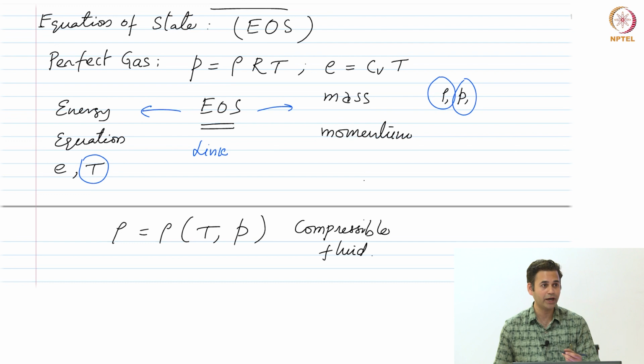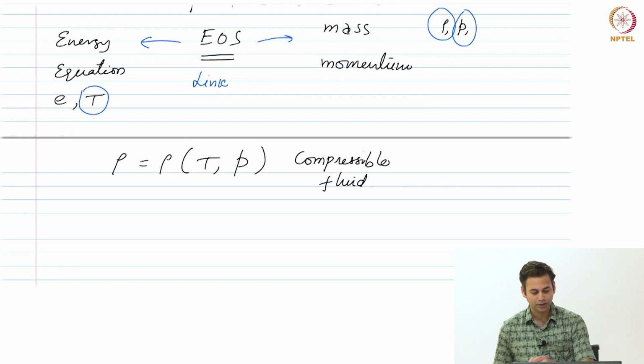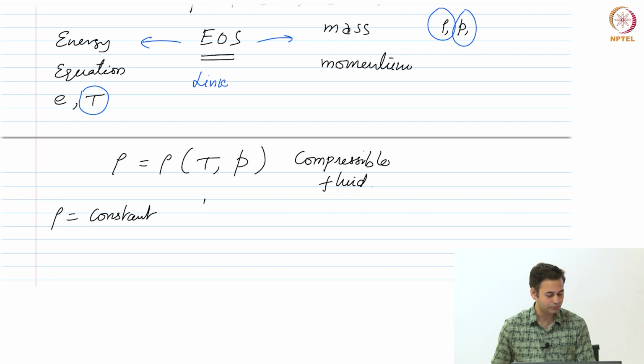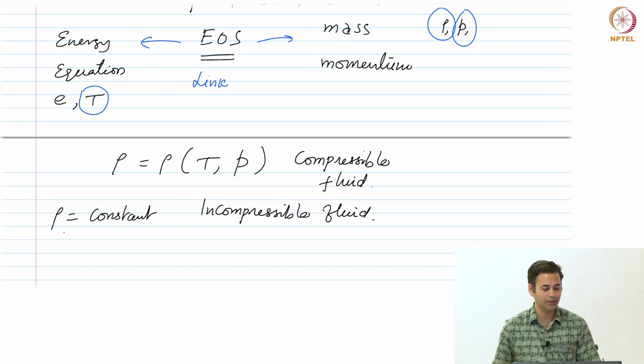Now if you have an incompressible flow or a fluid for which density is constant, right, then what happens is basically you don't have any density changes. As a result, your energy equation, the equation for temperature or internal energy, gets decoupled from your mass and momentum equations, okay. So essentially this link will not be there between mass and momentum and energy. As a result, the changes in temperature are not brought about by changes in density or in pressure if you have an incompressible fluid, okay.